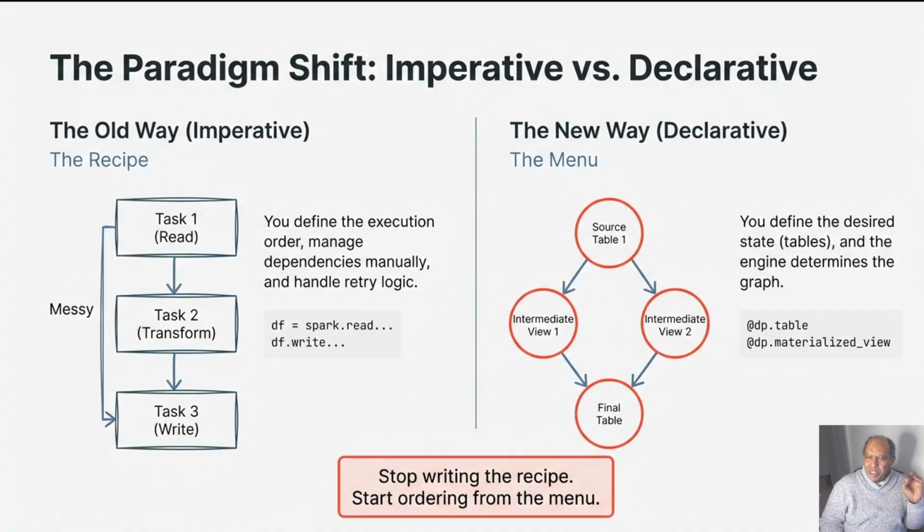When you say the imperative is like manual dependency management, error prone and rigid, while the declarative is engine managed optimization, automatic DAGs generation. Focus shift from how to what reduces cognitive load and maintenance burden. Yeah.